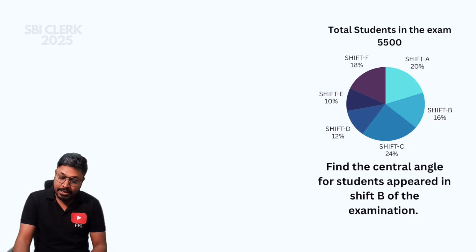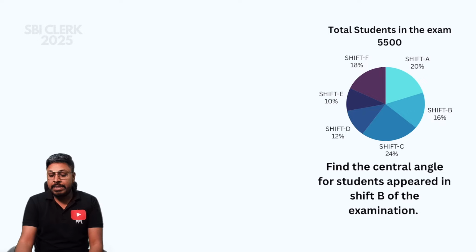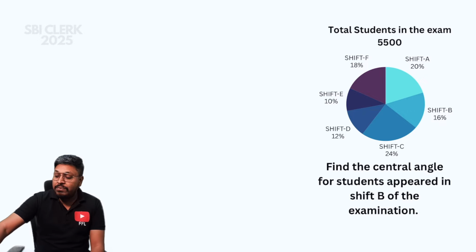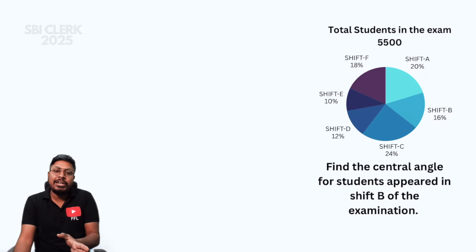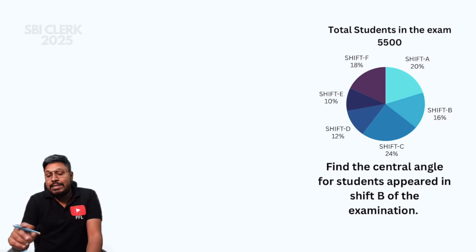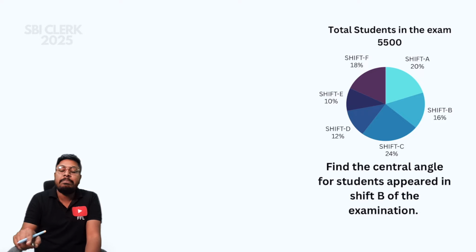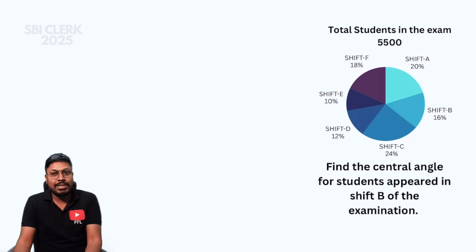So second question, find the central angle for the students appearing in the shift B of the examination. So we have to find the central angle here. Central angle means the percentage value should be converted into degree. I have already told you, if it is a percentage, when you add all the values in a chart, it will be 100 percentage. If it is a degree, when you add all the values in the pie chart, it should be 360 degree. So 100 percentage is equal to 360.